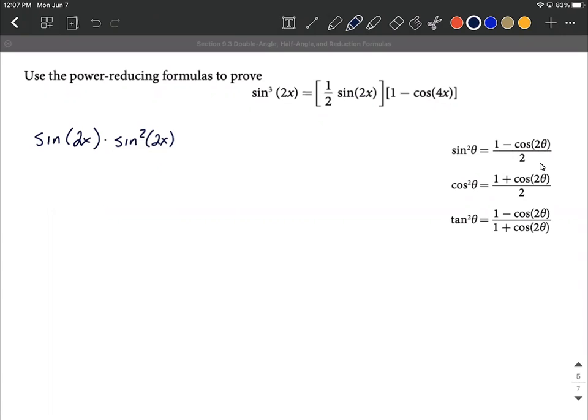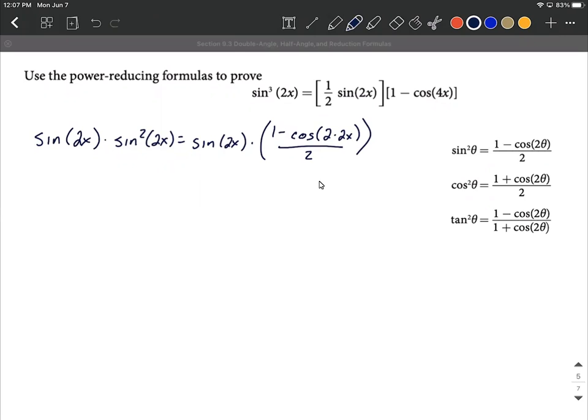So we have to bring along the initial sine of 2x that I wrote out in front. And then we're going to multiply that by, filling into that sine power reducing formula, 1 minus cosine of 2 times, normally it's just theta, but theta is whatever's inside of our parentheses. So I'm going to put 2x in that spot. And then this will all be over 2, because that dividing by 2 is in our formula over here.